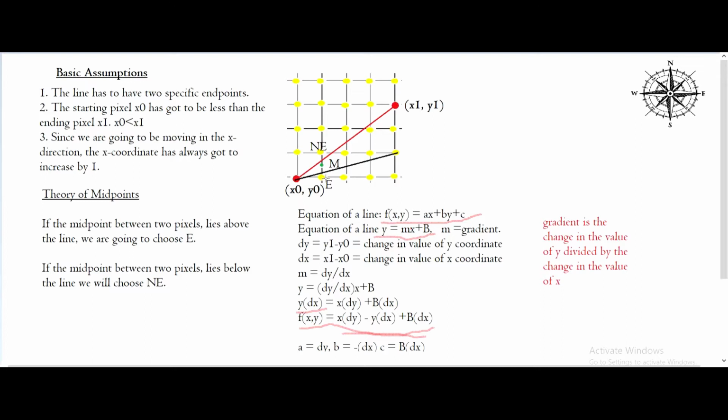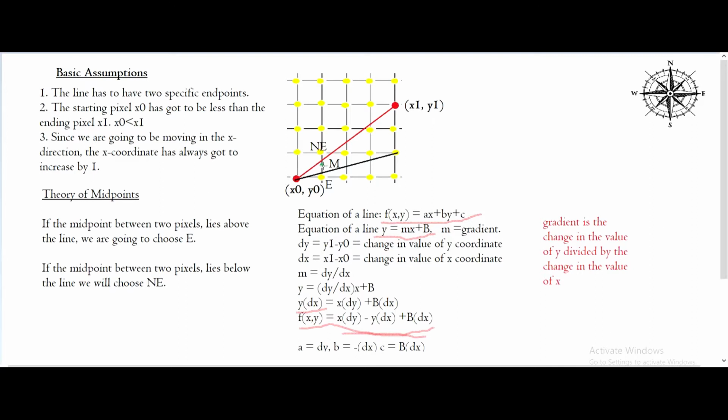And between these two pixels, we have our midpoint, and I represented that in green. Okay, so according to the theory of midpoints, if the midpoint M is above the line, so if we consider our line to be the black one here, then M is above the line.